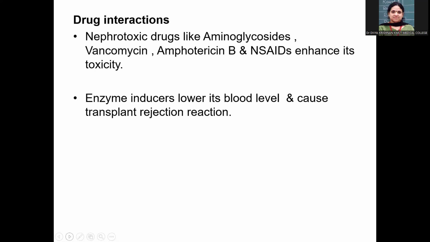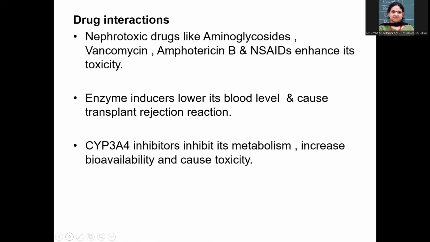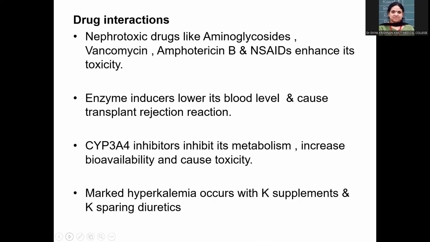Contrary to that, if you're giving CYP3A4 inhibitors, that will inhibit its metabolism and increase its bioavailability, and can also lead to its toxicity. Then marked hyperkalemia can occur if you are giving potassium supplements and potassium sparing diuretics along with cyclosporin.